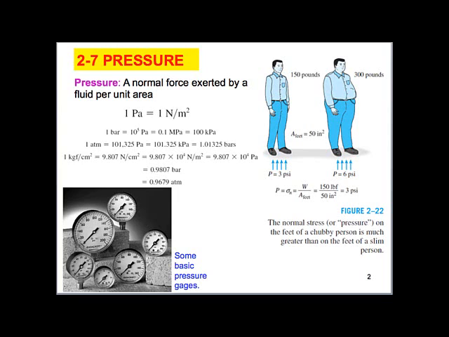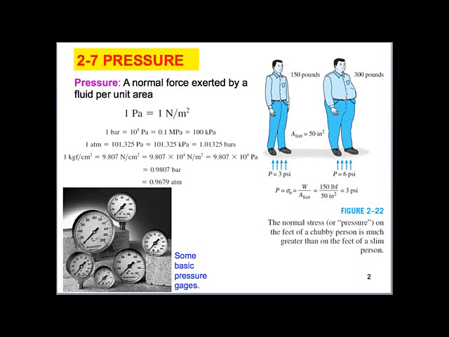Some typical conversions are here too. You'll see that 1 bar is 100,000 pascals or 0.1 megapascals. We will be using and considering 1 atmosphere in our calculations, typically at sea level, which is 101,325 pascals, or 101.325 kilopascals. That's something we'll be using quite a bit together.